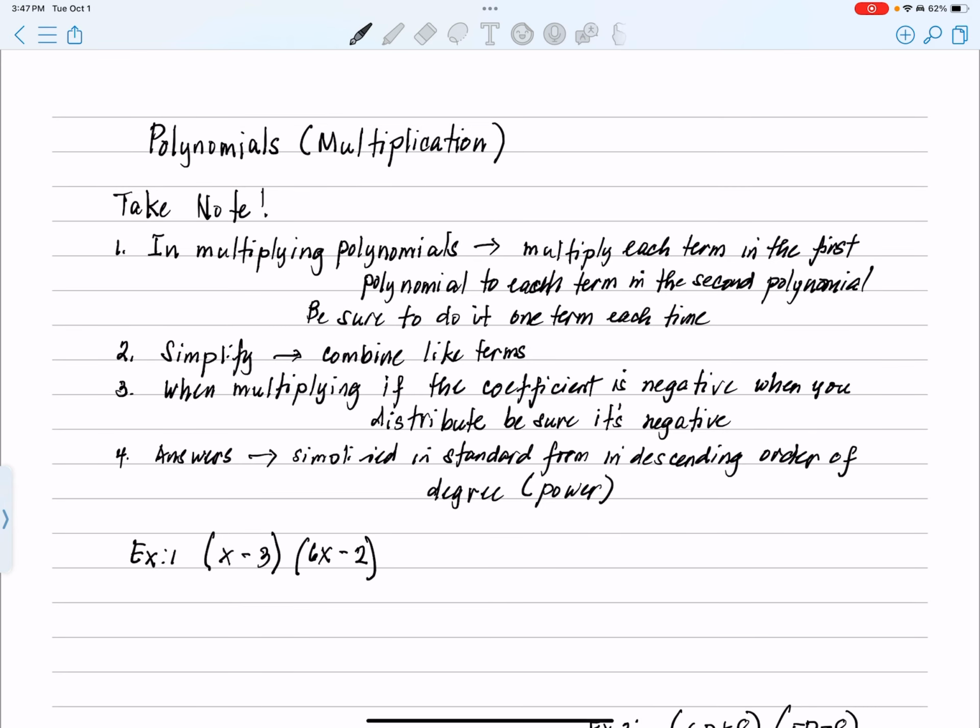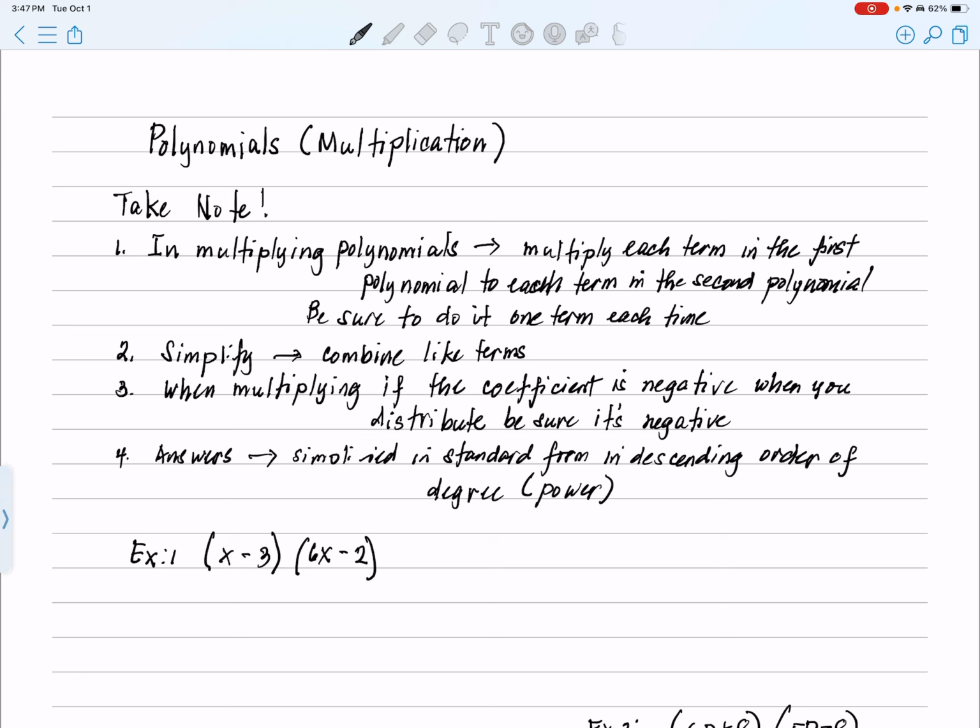Welcome to Matematika. Today we're going to review polynomials, and that is multiplication. But before doing that, I want you to take note that in multiplying polynomials, you multiply each term in the first polynomial to each term in the second polynomial. Be sure to do it one term each time. Second, when simplifying, all you have to do is to combine like terms.